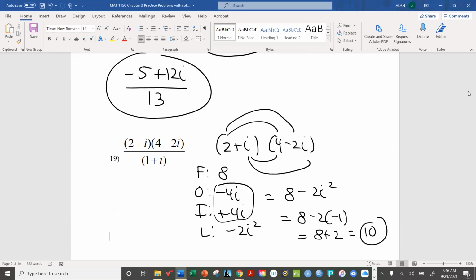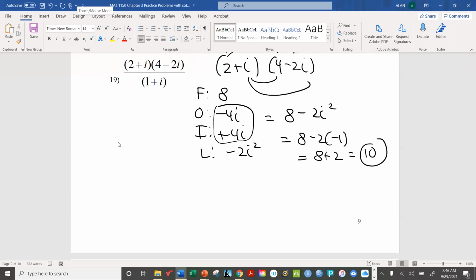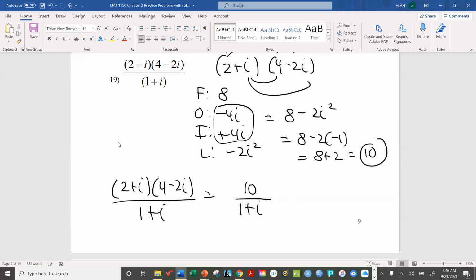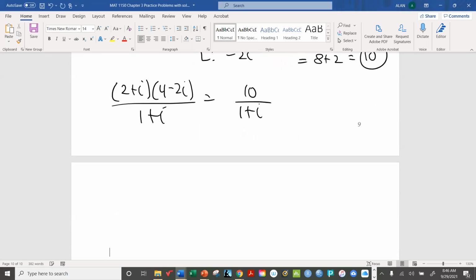So the denominator is 1 plus i. So we've reduced this expression to something a lot simpler. But because we don't want to have an imaginary number in the denominator, the next step then is to use our complex conjugate approach to simplify that even further.